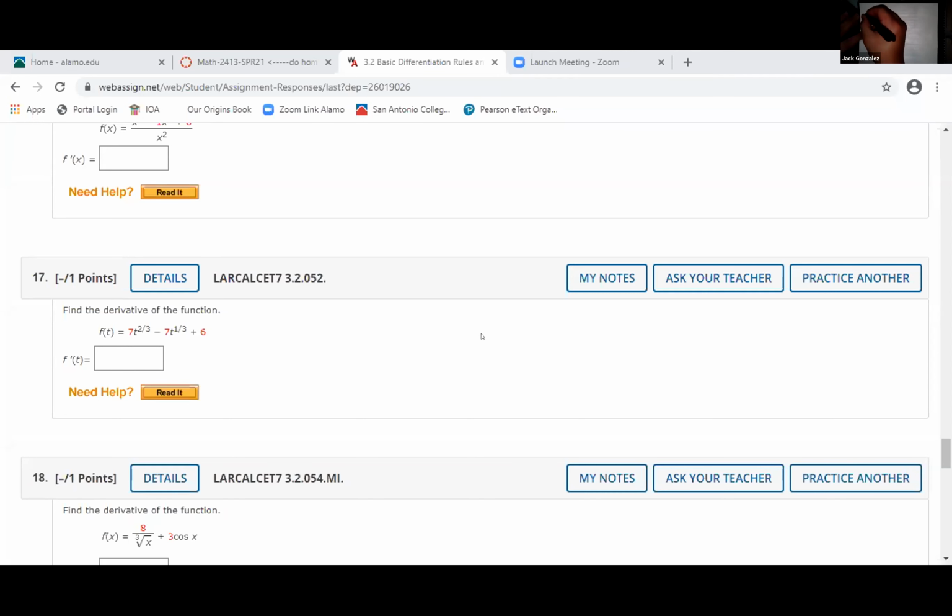Okay, so you have. I'm gonna change it to x's because, as you can see, my t's look like crap. 7x to the 2/3. Look nicer than mine. My t's look like x's. 7x to the 1/3 plus 6.